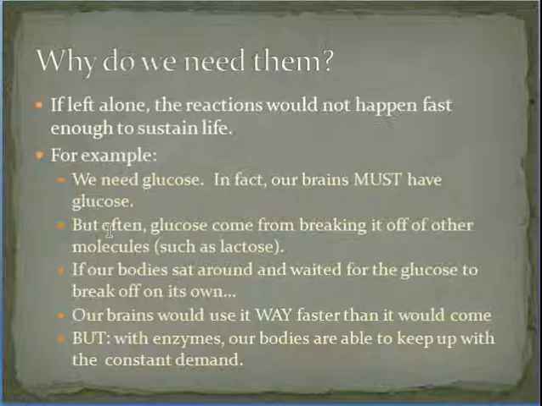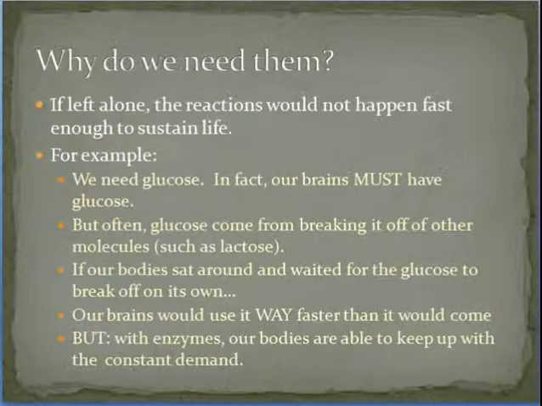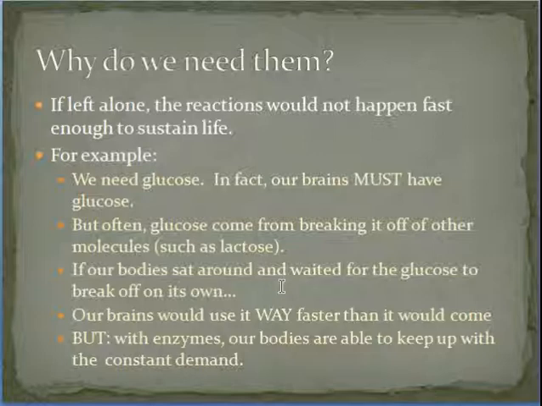Now this glucose often comes from breaking it off something else. There's lots of things that have glucose in them, but we don't often eat just straight up glucose. For example, lactose has glucose and galactose stuck together. So our body wants to break off the glucose and use it in our brain. But if our bodies just sat around and waited for the glucose to break off on its own, in other words, for our bodies to accumulate that much energy needed to break the glucose off, we wouldn't get enough glucose. It would not be fast enough.